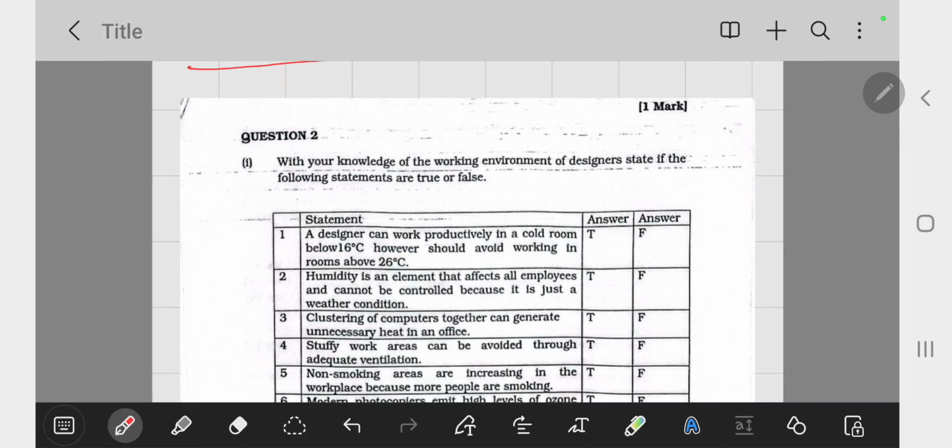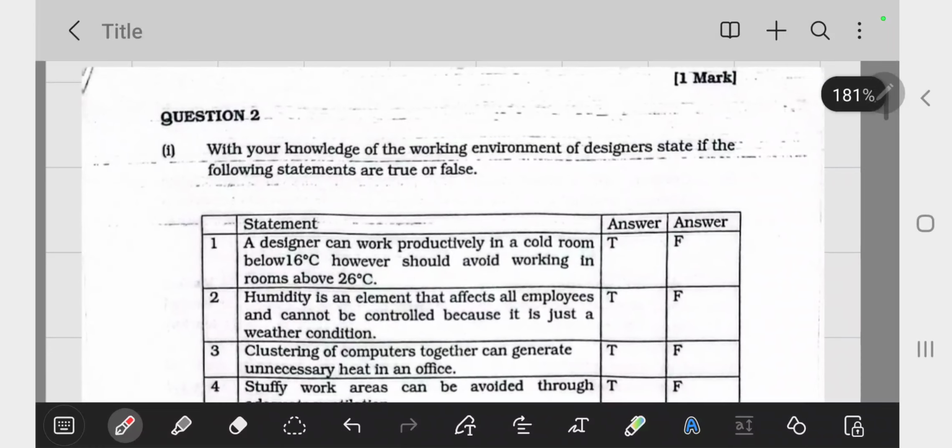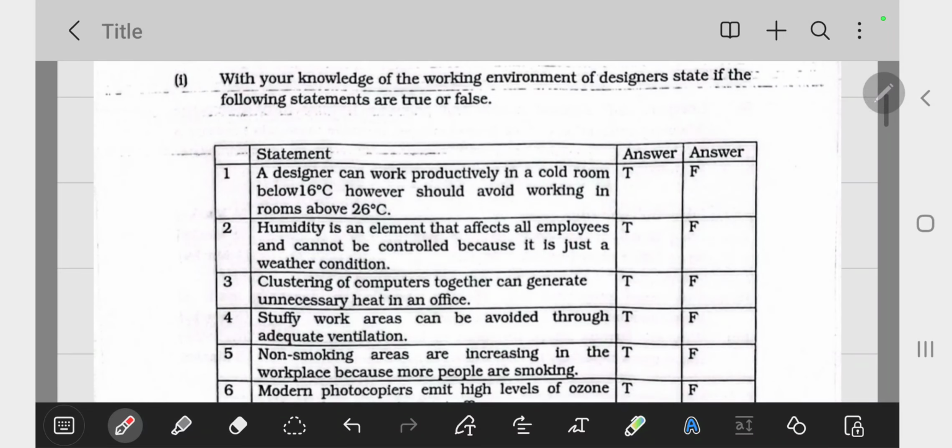It says, with your knowledge of the working environment of designers, state if the following statements are true or false. When you look at the first statement: a designer can work productively in a cold room below 16 degrees Celsius, however, should avoid working in rooms above 26 degrees Celsius.